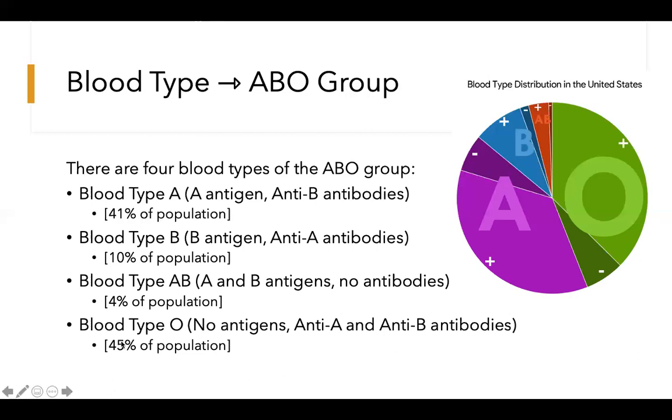Finally, we have blood type O. O has no antigen, so it doesn't have any of those spiky things on the outside. But a person with blood type O in their blood, they have anti-A and anti-B antibodies.